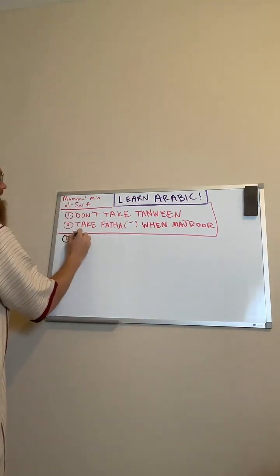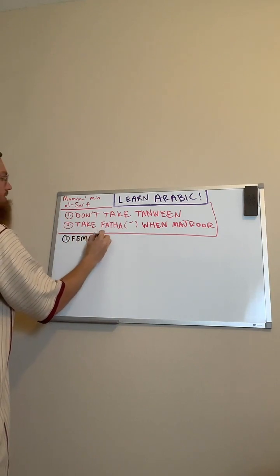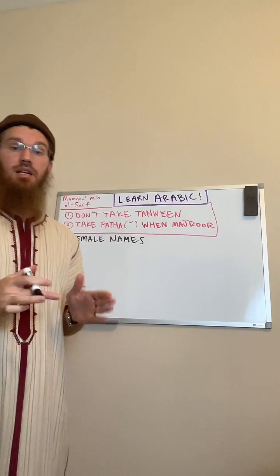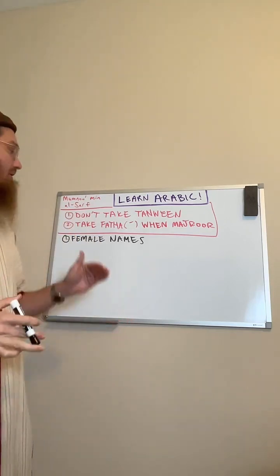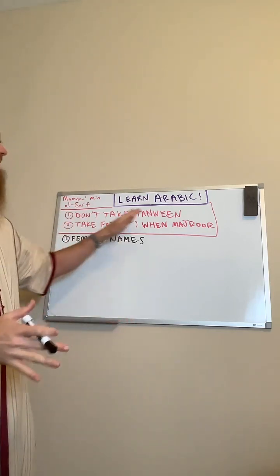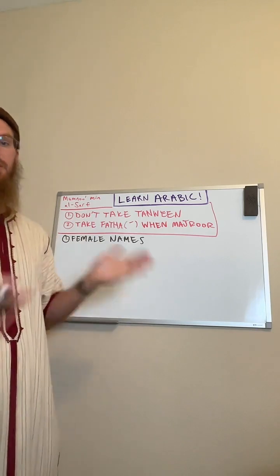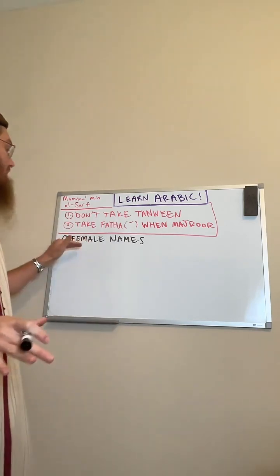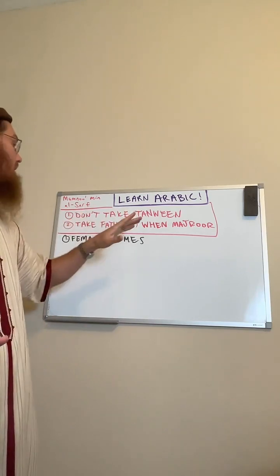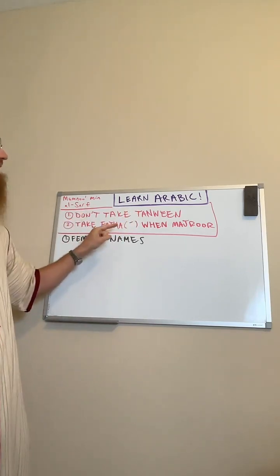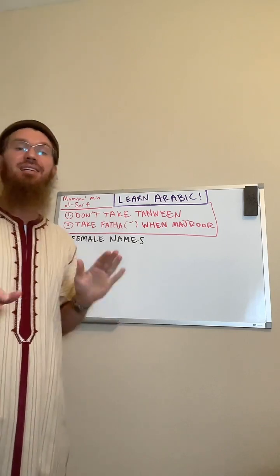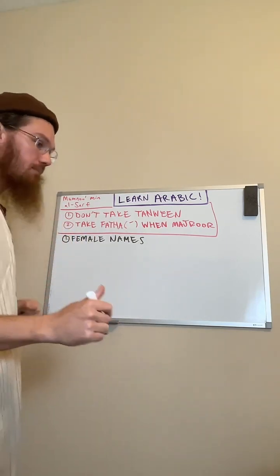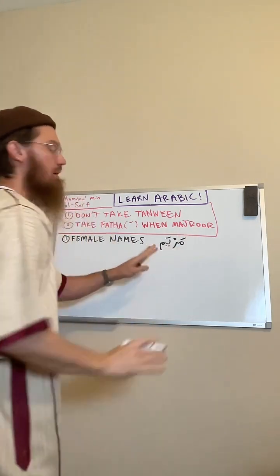One is female names. So generally speaking, we already learned in a previous lesson that female names don't take tanween. Okay, so this is something that we already understand, but we're also learning that female names, not only do they not take tanween, but they also take a fatha instead of a kasra when in a state of majroor. So there are female names such as Maryam.